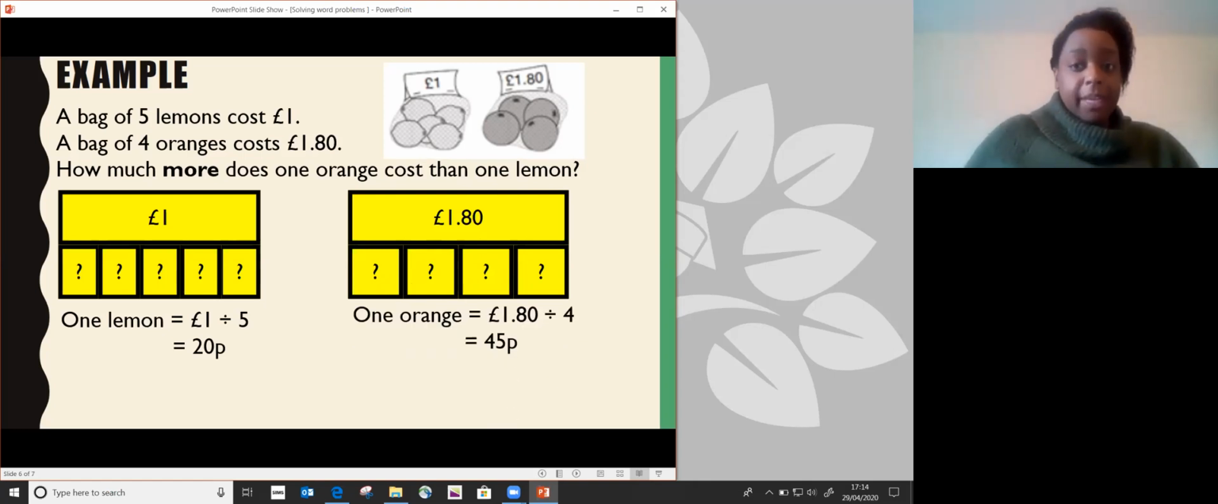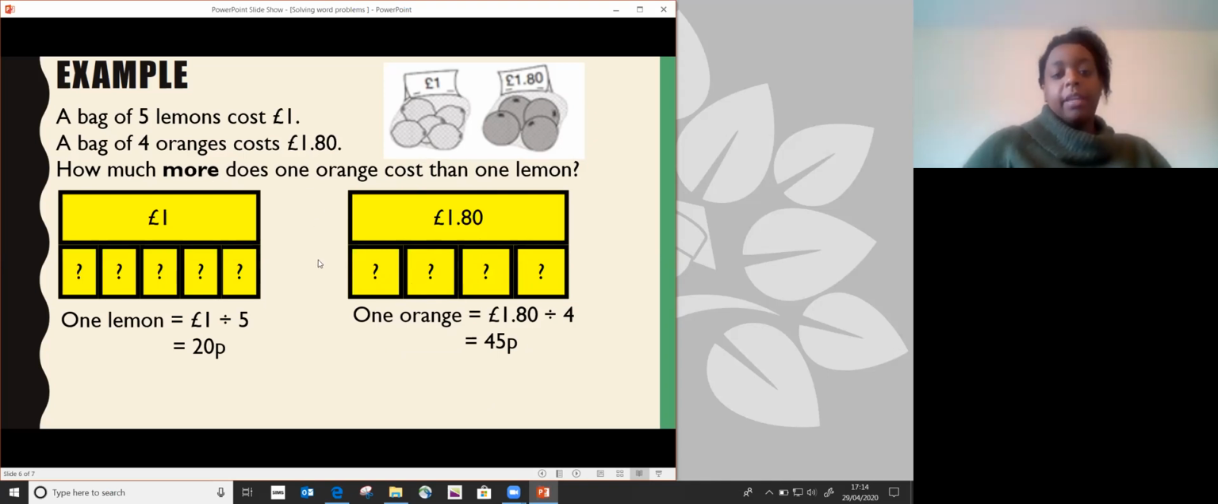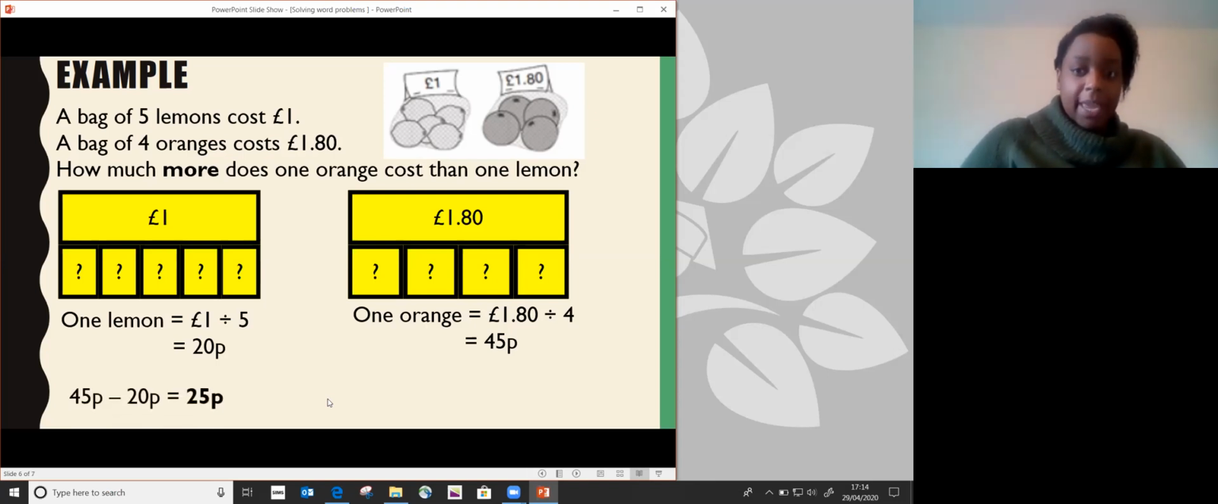But we have to be careful, make sure that we don't stop here, because we haven't actually answered the original question. So the original question is asking us how much more does 1 orange cost than 1 lemon. So in order to work out the difference between these 2 prices, the last thing we need to do is a subtraction. So we need to do 45p, take away 20p to get an answer of 25p. Hopefully you got that answer as well.